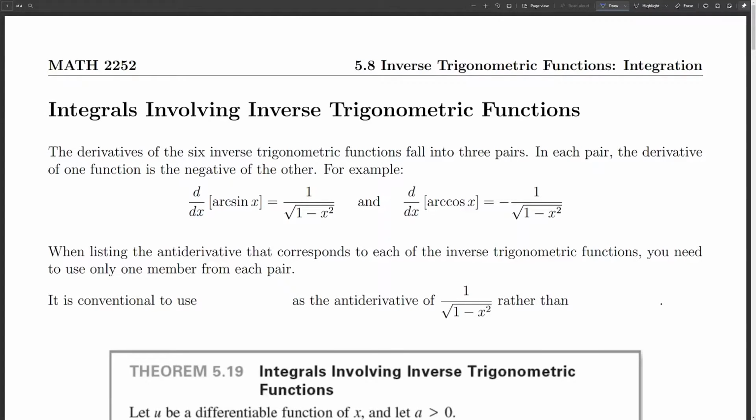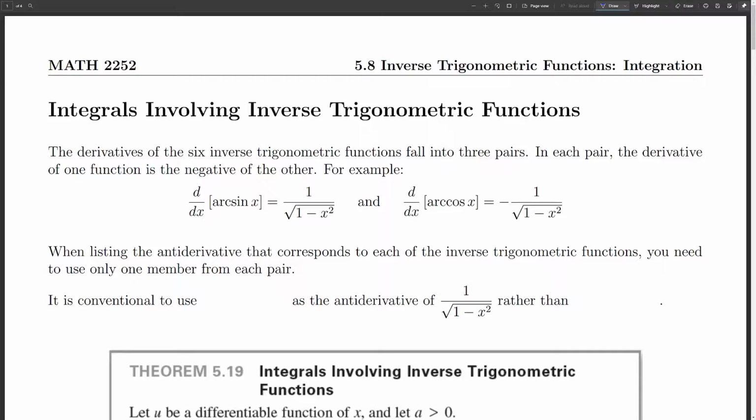In this section, we'll talk about inverse trigonometric functions and how they can be used to find certain integrals. The derivatives of the 6 inverse trigonometric functions fall into 3 pairs. In each pair, the derivative of one function is the negative of the other. For example, the derivative of arcsine of x is 1 over square root of 1 minus x squared, and the derivative of the arc cosine of x is negative 1 over square root of 1 minus x squared.